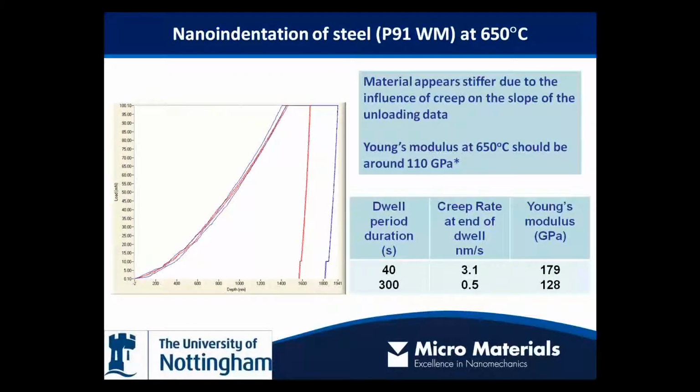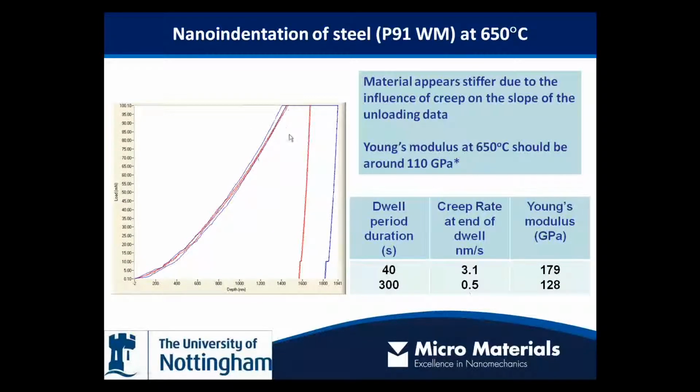So one more application where time dependency is important. This is a P91 steel material, which is used as a high temperature and high pressure steam pipe material in the power industry. So we've got two sets of data here. One where we've loaded up to 100 millinewtons, and then we've held for 40 seconds at the maximum load. Some creep has taken place, and then we've unloaded. And the other set of data we've loaded up and we've held for 300 seconds, and then we've unloaded.